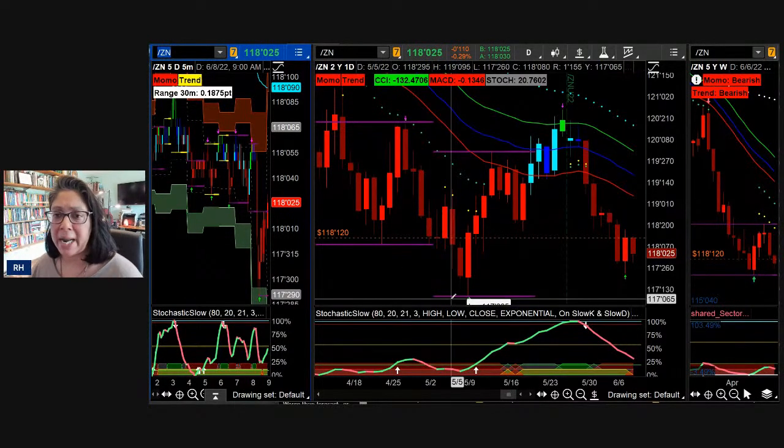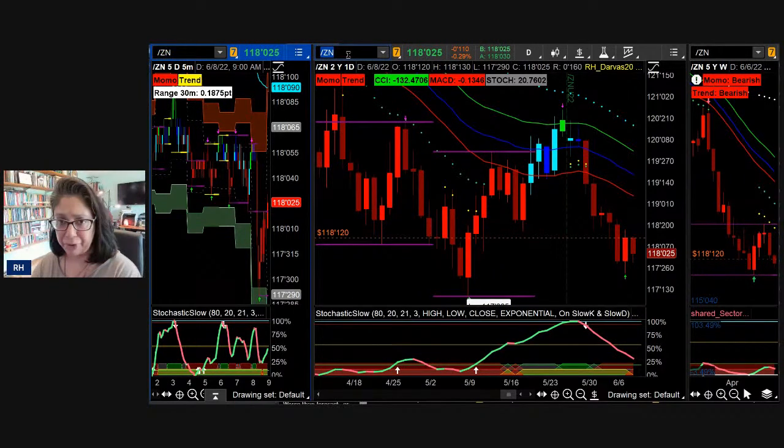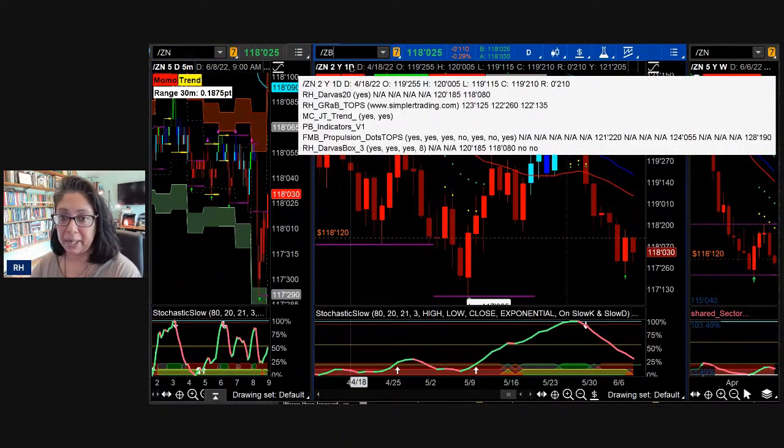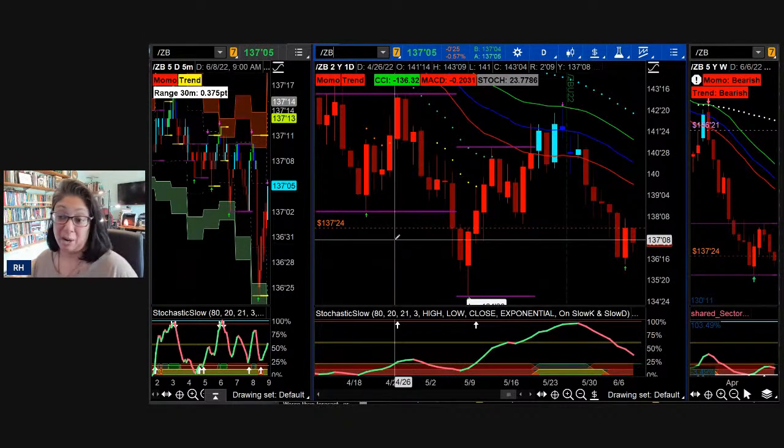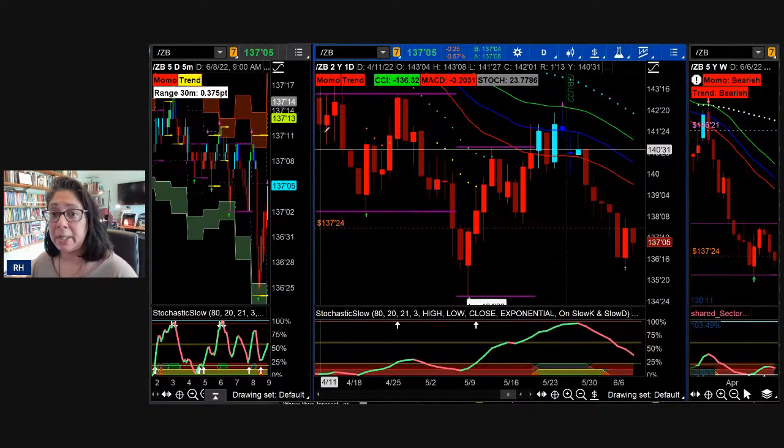So we can see already ZN and ZB, your 10-year and your 30. You can see that already taken back the move from yesterday. Let's see if I can get that ZB up. There we go. Taking back that move higher from yesterday, almost better than half of the move.